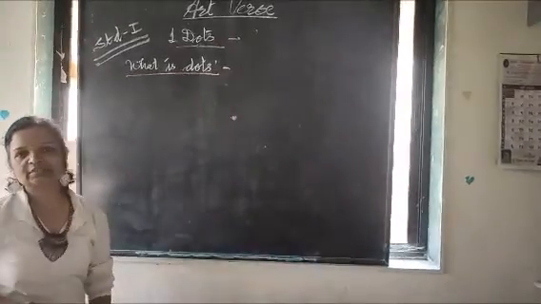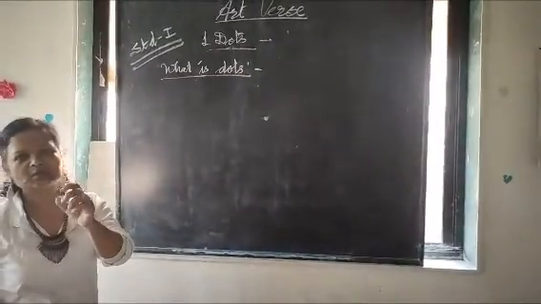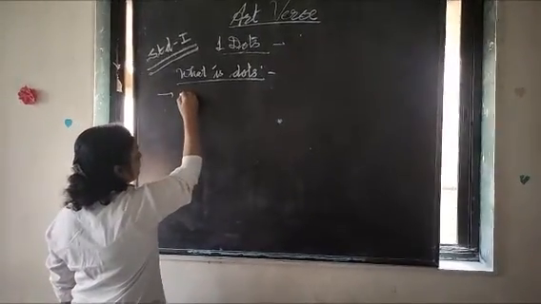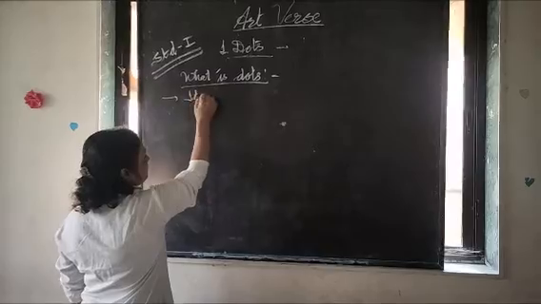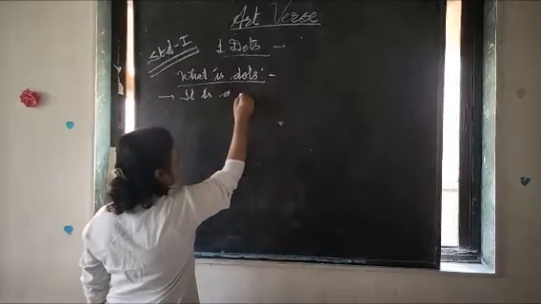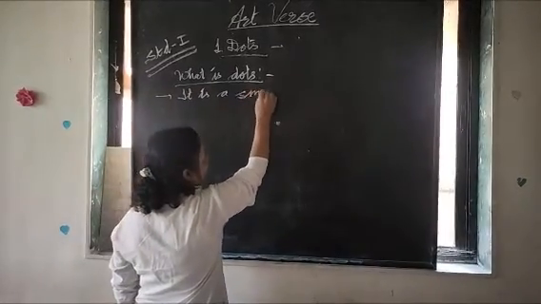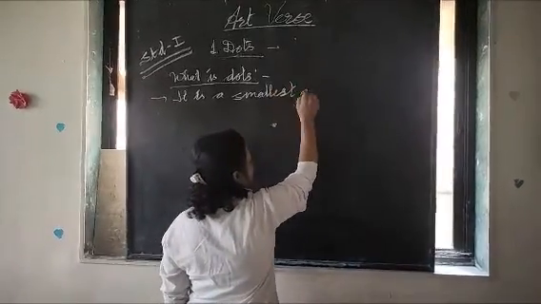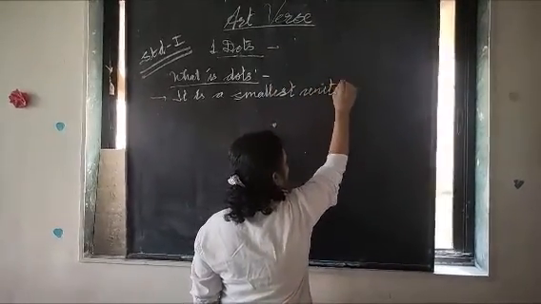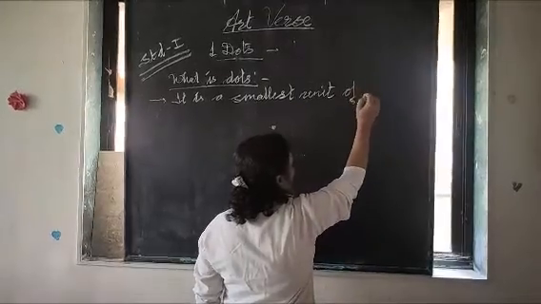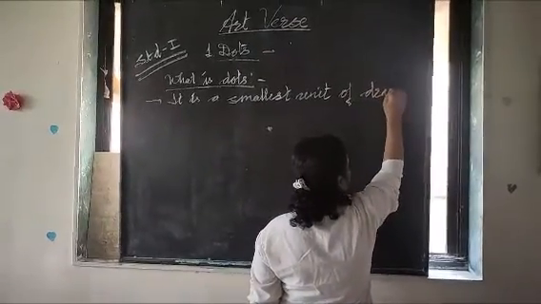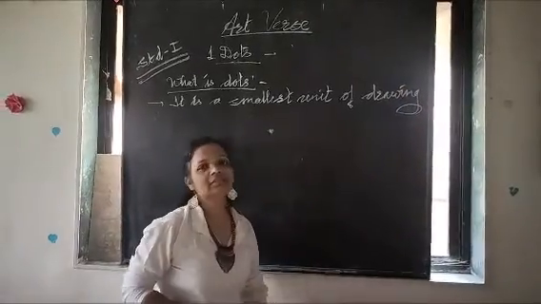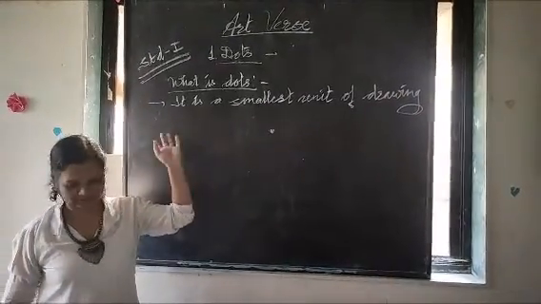So in drawing subject, dot is the smallest unit. So what is the answer? It is a smallest unit of drawing. It is the smallest unit of drawing.